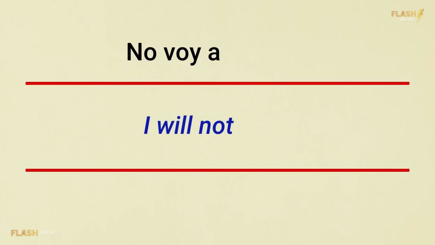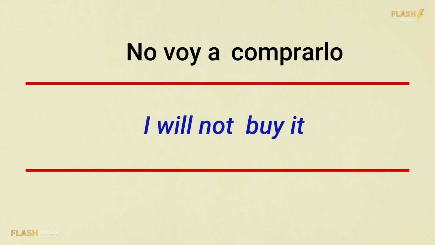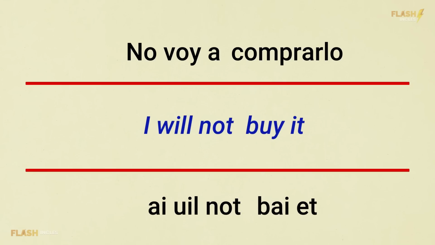Ahora vamos a crear otra oración en futuro, pero en negativo. No voy a, es. I will not. Y luego de eso, vamos a agregar una acción, por ejemplo. No voy a comprarlo. I will not buy it. Y también podemos agregar diferentes acciones y complementos. I will not buy it. No voy a comprarlo.